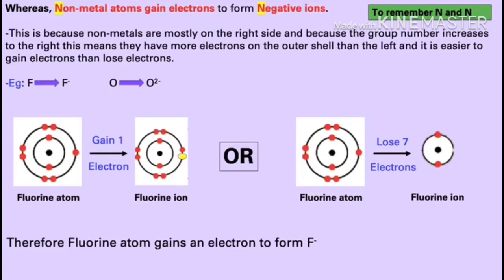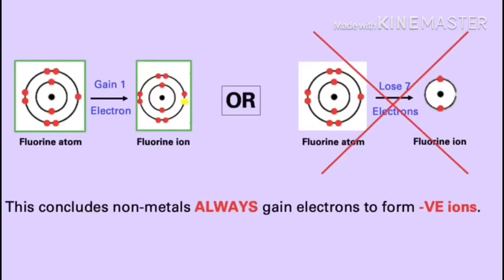lose electrons. For example, looking at the fluorine atom, same as before, it can either gain 1 electron or lose 7 electrons, and it's easier to gain 1 electron to form a fluoride ion. Again, losing 7 electrons for this fluorine atom doesn't really exist, it's just for your understanding. This concludes nonmetals always gain electrons to form negative ions.